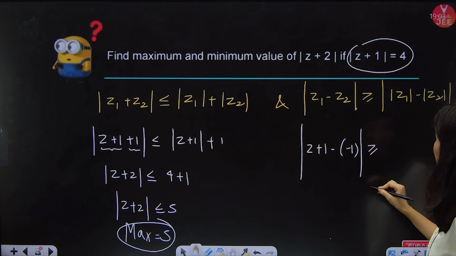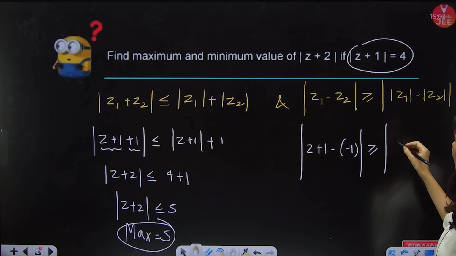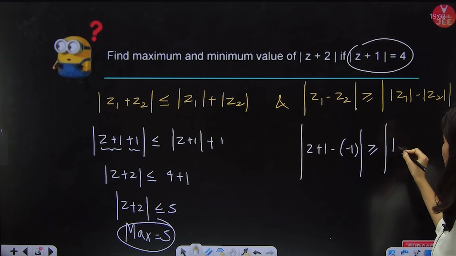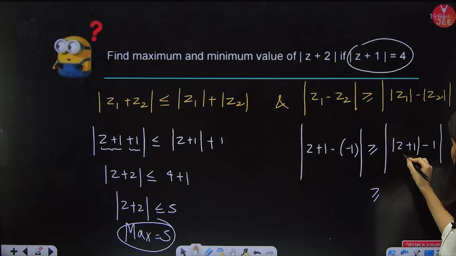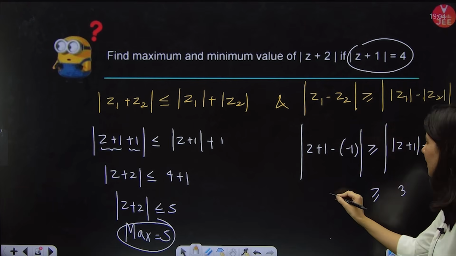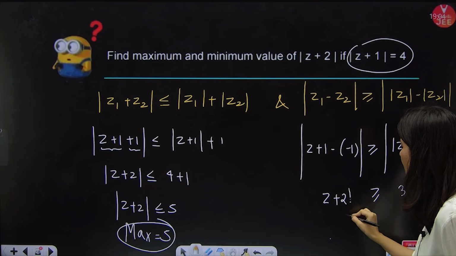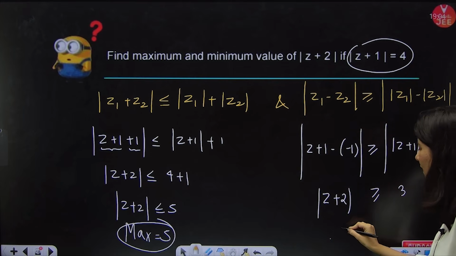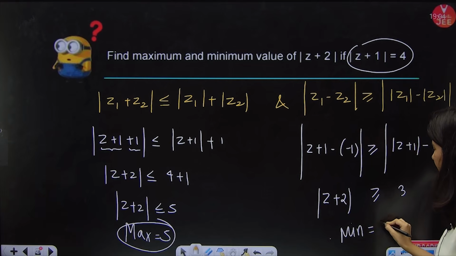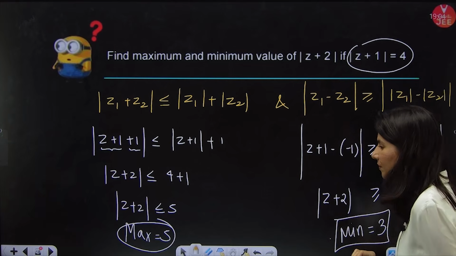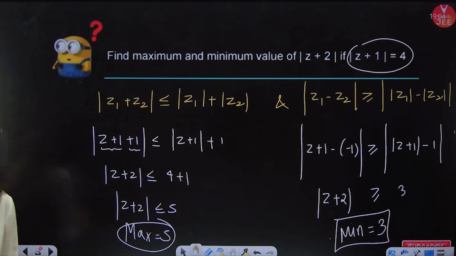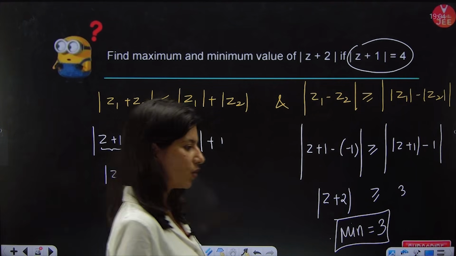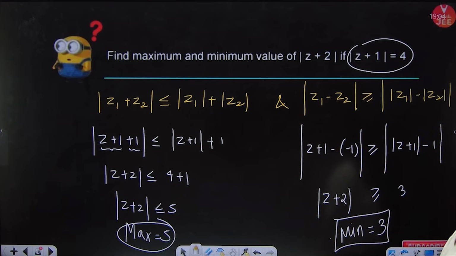Greater than or equal to mod of mod z plus 1 minus 1. Okay, mod z plus 1 is 4. So 4 minus 1, the mod of 3 is 3. So mod of z plus 2 is greater than or equal to 3. So the minimum value is 3. As simple as possible. The simplest application of this thing. Okay. All right. Clear?